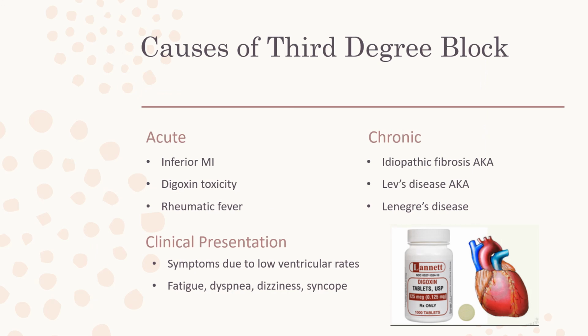So there are different types of causes of third degree block. We already talked a little bit about second degree type 2 having some idiopathic fibrosis, different types of disease processes like connective tissue disease, those types of things. Those can cause third degree heart block. Acute causes of third degree heart block: inferior MI, DIG toxicity, rheumatic fever. What we're going to see, though, is symptoms that are due to low ventricular rates. The patients are typically symptomatic: fatigue, dyspnea, dizziness, and syncope.